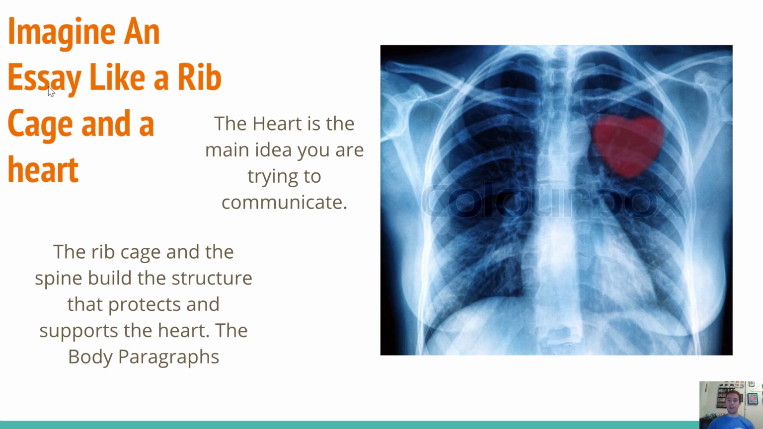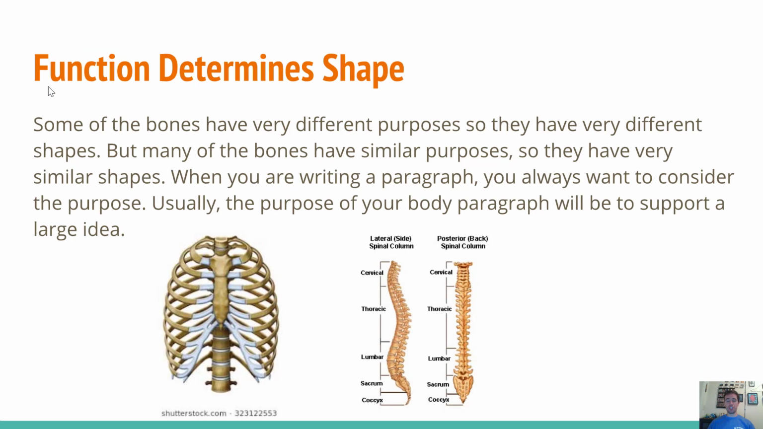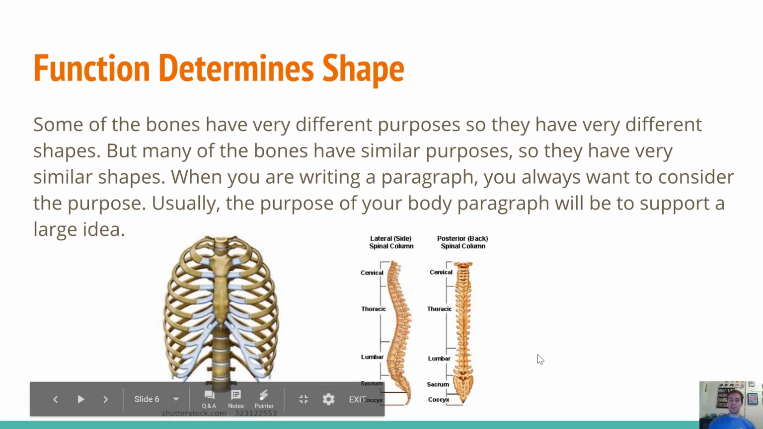It's a lot like your own body. You have a human heart, and it's protected by a rib cage and a spine. And if you notice, the shape of those bones is determined by their function. Some of the bones have very different purposes, and therefore they have very different shapes. So look at your spine.